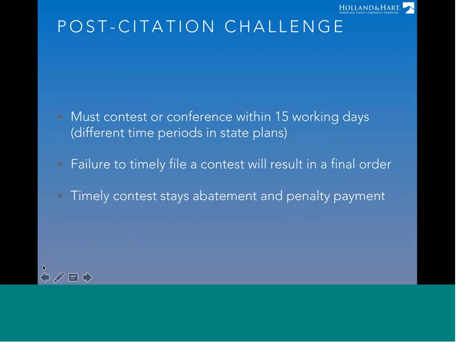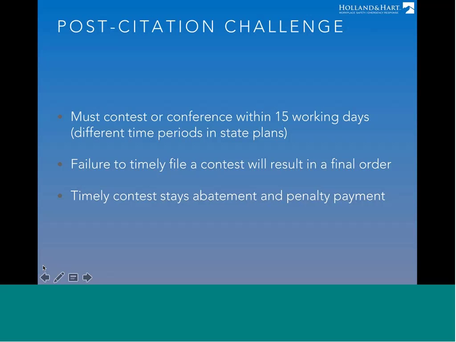After you receive citations, and in a federal OSHA jurisdiction, you have 15 working days, and I want to underscore the word working days. It's not 15 calendar days, 15 working days to do two things. You can request an informal conference with the agency in which you have an opportunity to discuss resolution of the citation without litigation or without a contest, or if you can't successfully resolve the citations at an informal conference, 15 working days is also your deadline to contest.